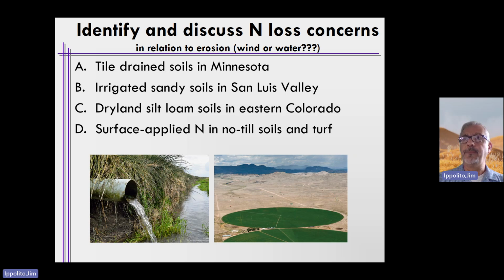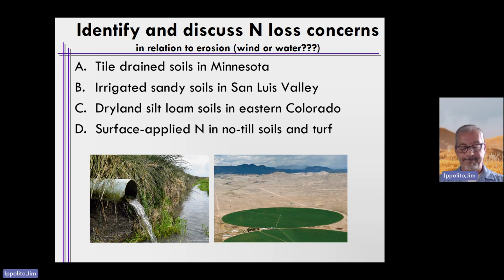Let's go to letter C. What about a dryland silt loam soil? It says in eastern Colorado, but let's just say in the Great Plains. These are systems that are rain-fed, so no irrigation. What are the loss pathways in these types of systems?